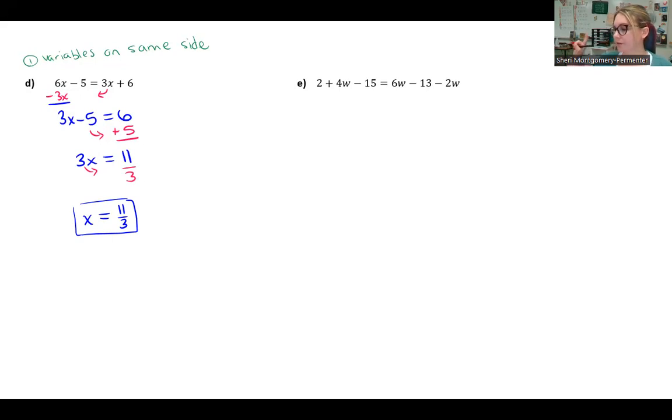There's one question on your assignment that has a fraction answer. So to give you an idea, everything will give you a nice pretty whole number except for one. One of them is a fraction, so don't freak out.